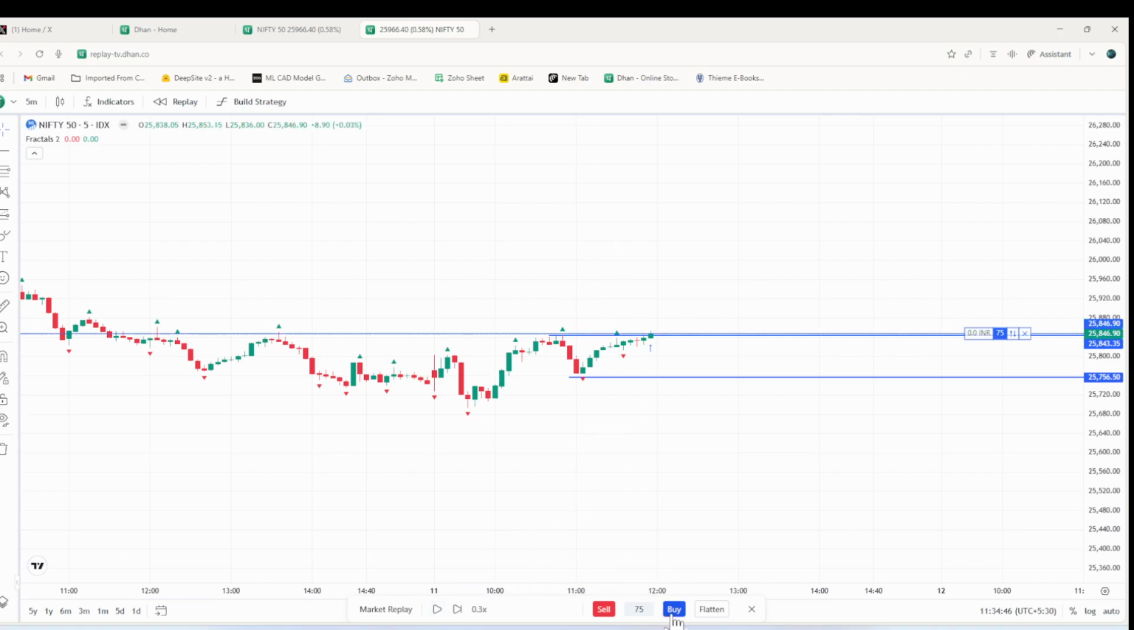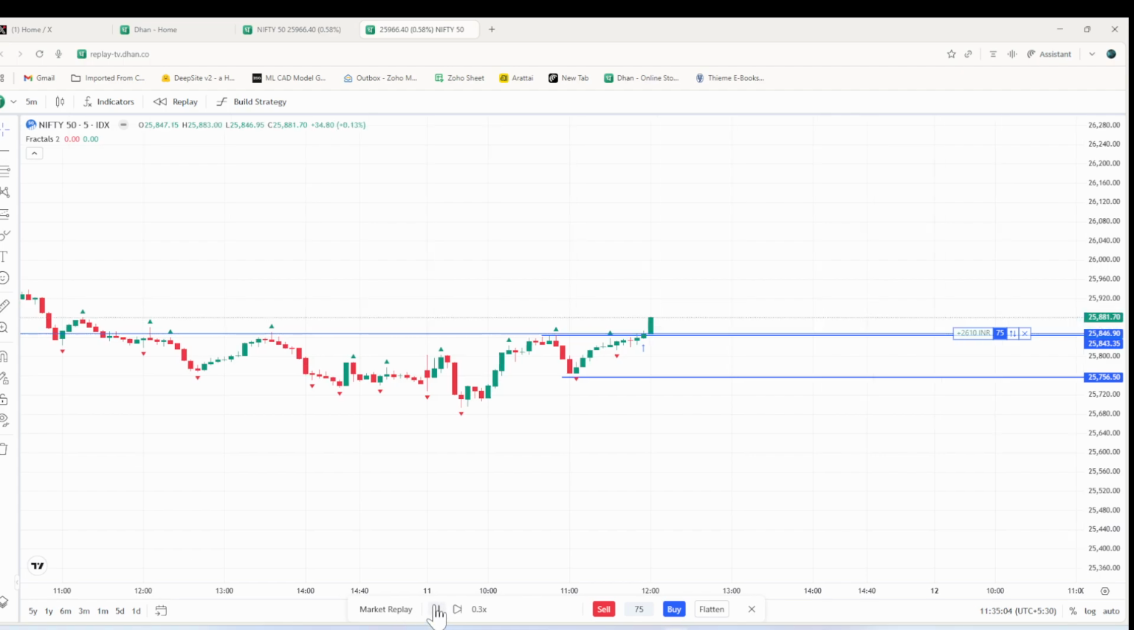Now it is a buy setup. Actually, these two are inside the previous high and low. Those need to be ignored. Usually they need to be ignored, but when you trade with moving averages, you will come to know that. Now it is broken.